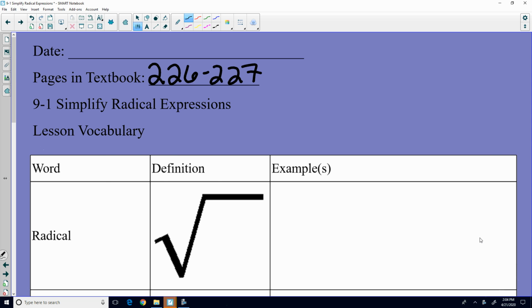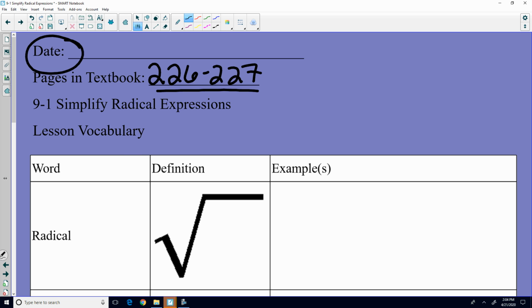All right, welcome to Chapter 9 and our first lesson. We're going to move into radical expressions and perfect squares, kind of stuff we've done before and discussed, but we're going to go in more deeply. We're going to do this lesson over 2 days. This first lesson is going to be simply with numbers, and then our next lesson will be with variables included. This is pages 226 to 227 in your textbook, so you can go ahead and write that down. Feel free to fill in today's date as you're taking notes.